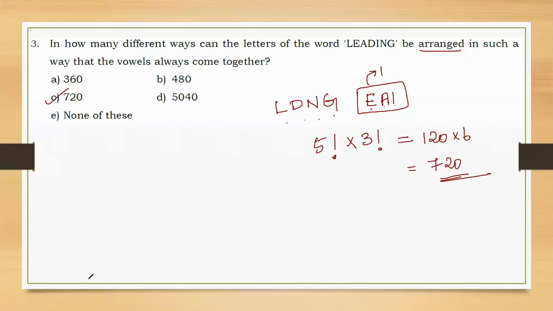Is it clear? Yes, Ruba. Good. Most of them got the right answer. So arranged, arranged is nothing but permutation. Arrangement, selection, and arrangement. So order is important here. So we are applying the permutation concept. Next one, give a try.